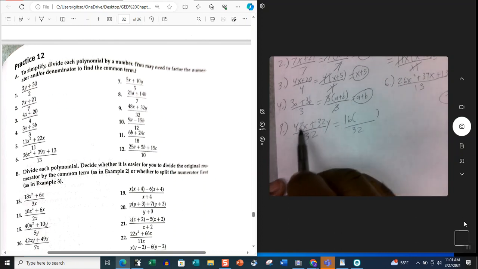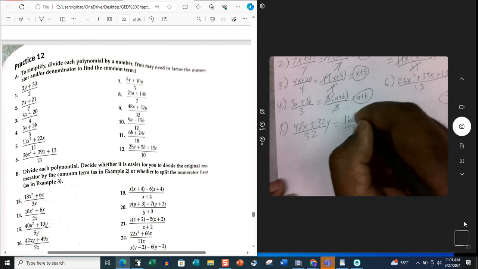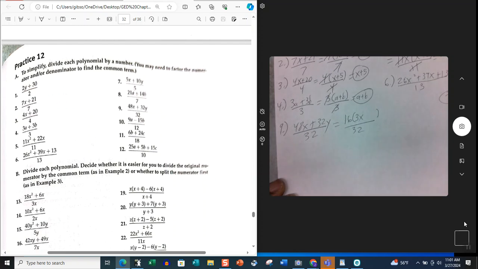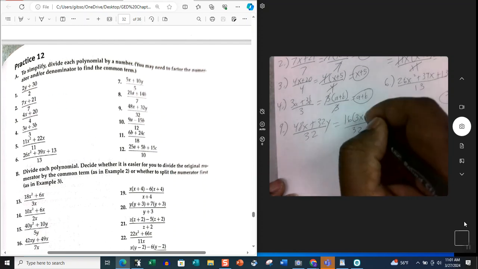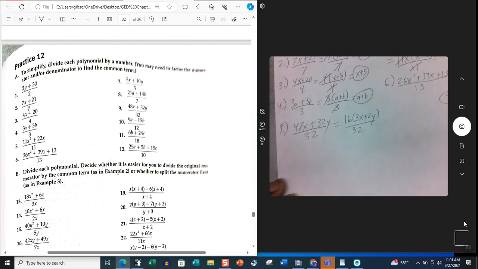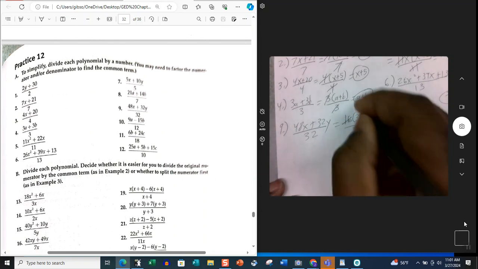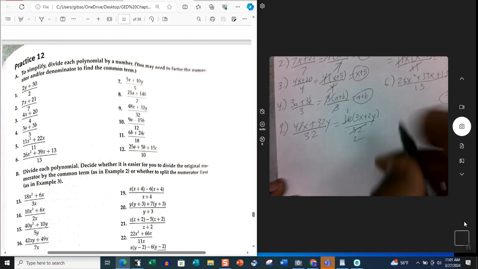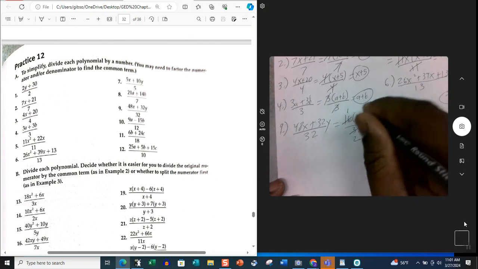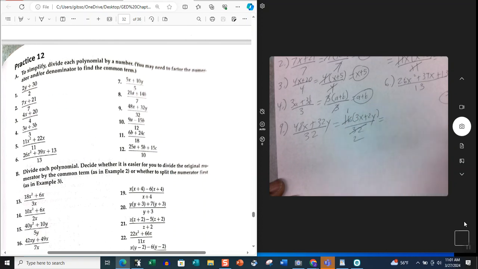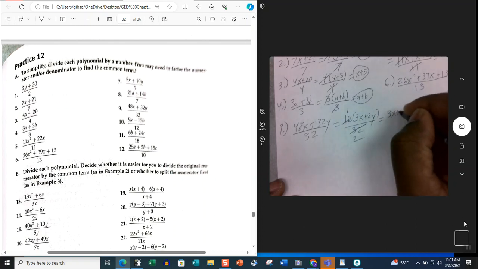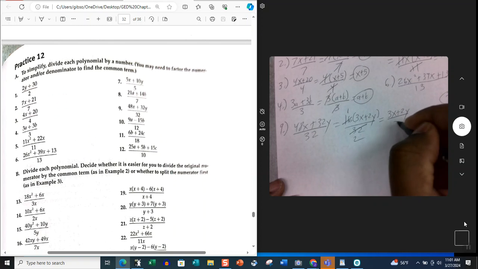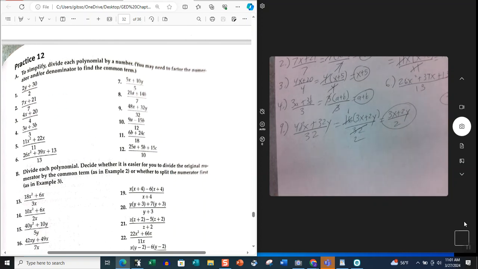So now, 48 divided by 16 is 3, and you bring over your x. 32 divided by 16 is 2, and you bring over your y. So now 16 and 32. 16 goes into 16 once, 16 goes into 32 twice. So your answer here, 1 times anything is whatever you're multiplying it by. So it'd be 3x plus 2y in your numerator and 2 in your denominator.